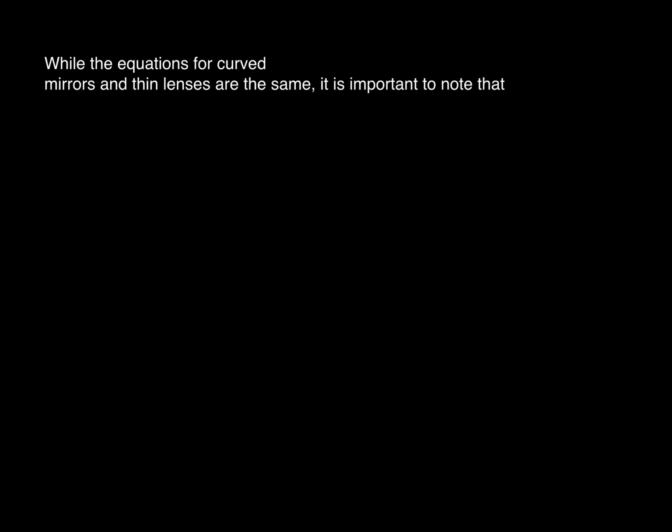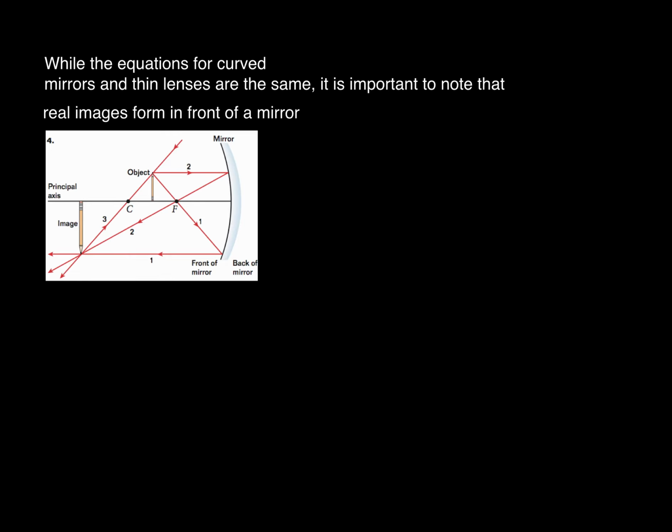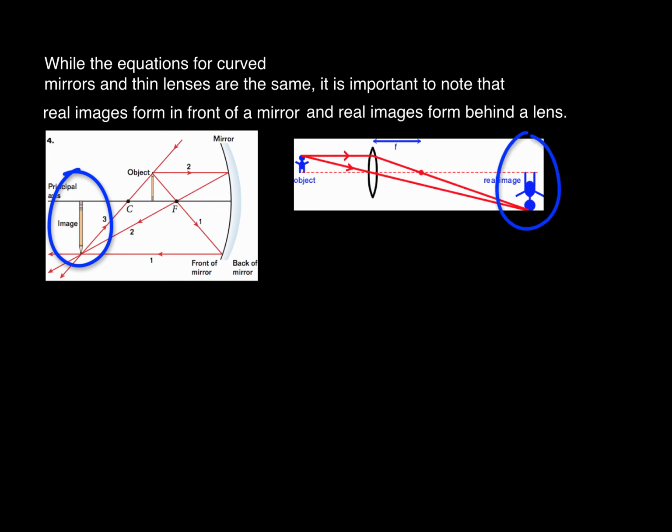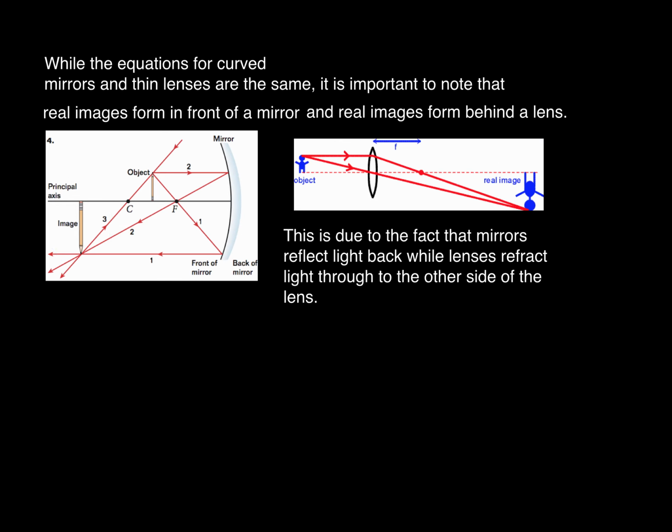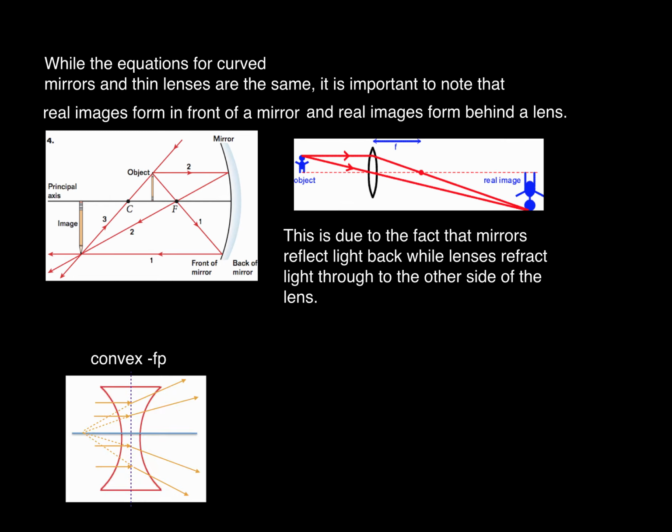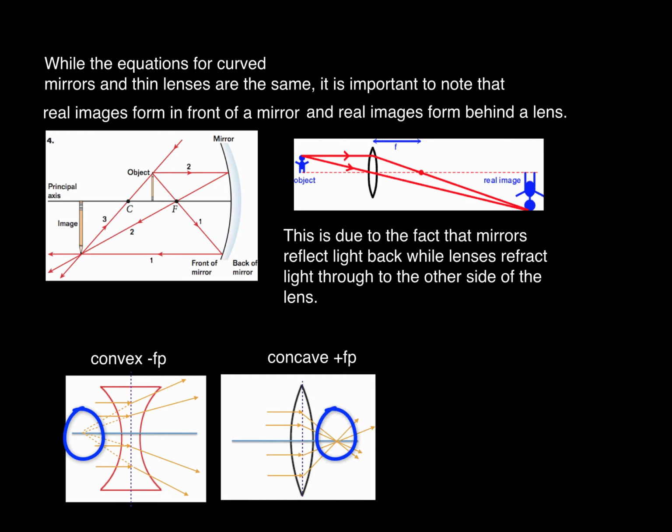While the equations for curved mirrors and thin lenses are the same, it is important to note that real images form in front of a mirror, and real images form behind a lens. This is due to the fact that mirrors reflect light back, while lenses refract light through to the other side of the lens. Also remember that convex has a negative primary focus, and concave has a positive primary focus.